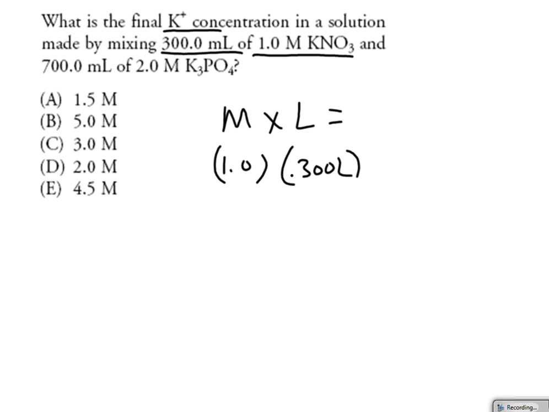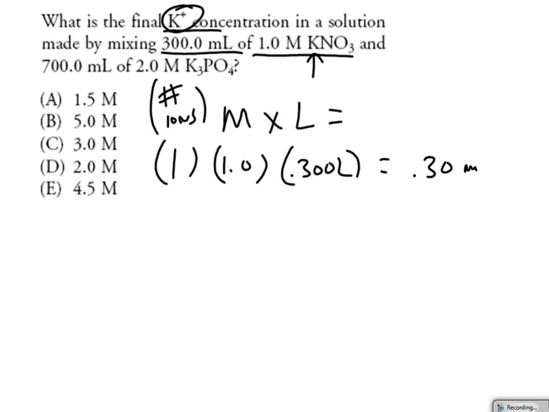When we're dealing with ions, we have to pay attention to subscripts. If you notice the K right there has a subscript of 1, but we're really targeting the number of ions. What we're trying to do is count the number of ions. So 1 times 1 times 0.3 would give us 0.300 moles of K+.